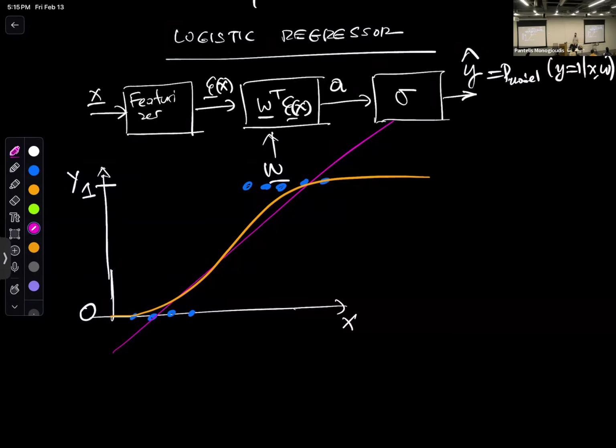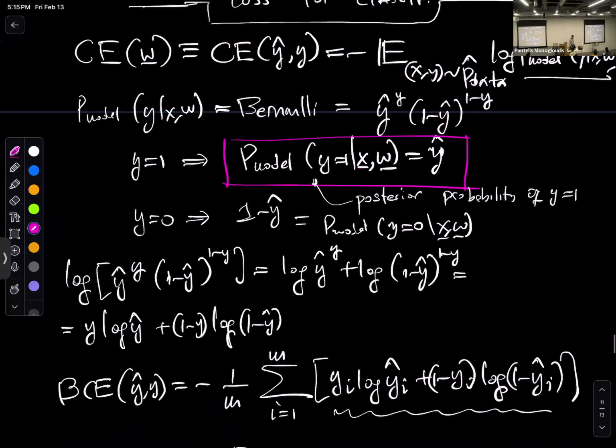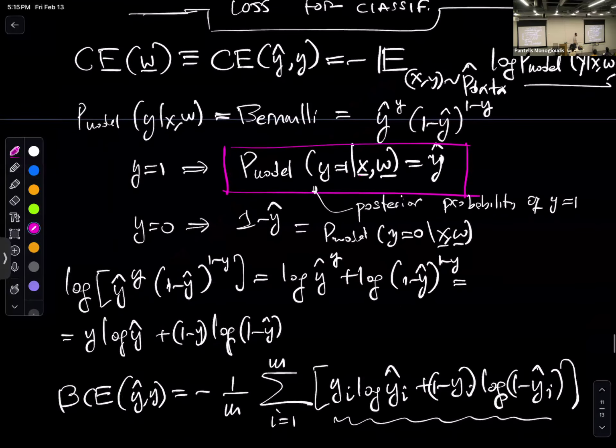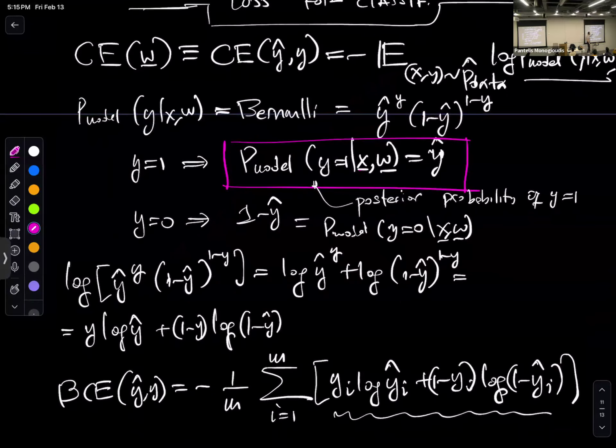Another question for you. What is the y hat at the output of a classifier? The posterior probability of the positive class.